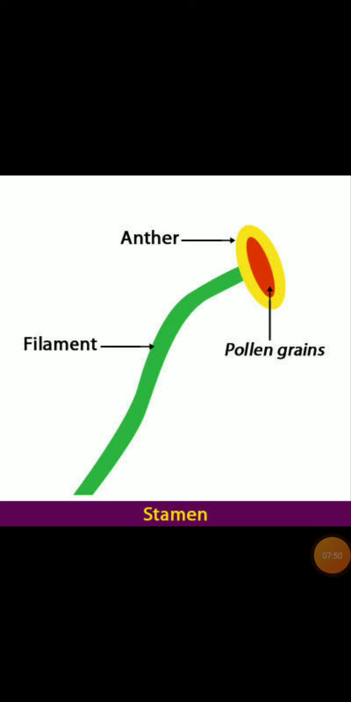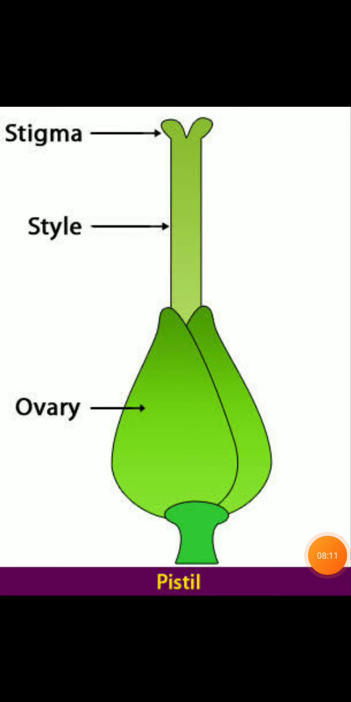It can be asked to you: name the male and female reproductive parts and gametes. So the male gamete is pollen grain and the main reproductive part is stamen. The female reproductive part of a flower is pistil and the female gamete is ovum or egg cell.